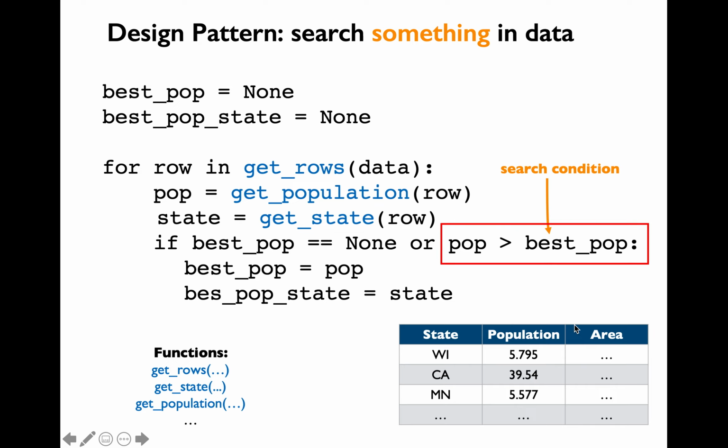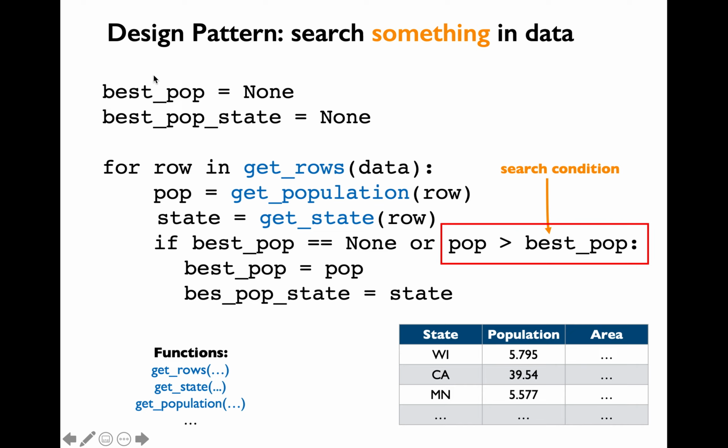Let's say that we want to find the best population among all the states as the highest possible population. We want to find both the highest population value and the corresponding state which has that high value. One of the key things with respect to this design pattern is that often people don't know what initial value to start with. So they'll be using None as the initial value.